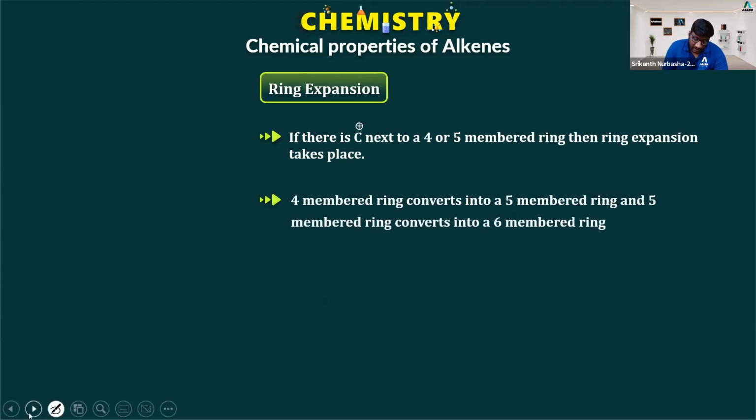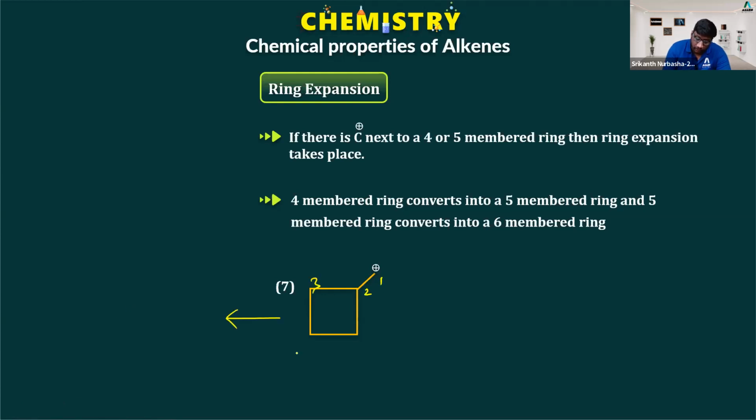Okay, now we are just learning again. A 4-member ring converts into a 5-member ring, and a 5-member ring converts into a 6-member ring. But a 6-member ring will never convert into a 7-member ring, because 6-member rings are more stable due to chair form, boat form, twist boat forms and all. Like if you have a carbocation like this, what will we generate?